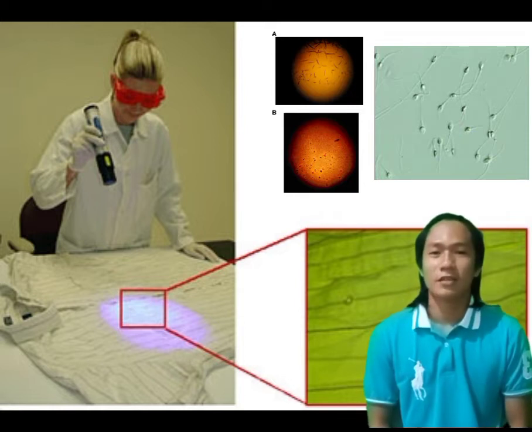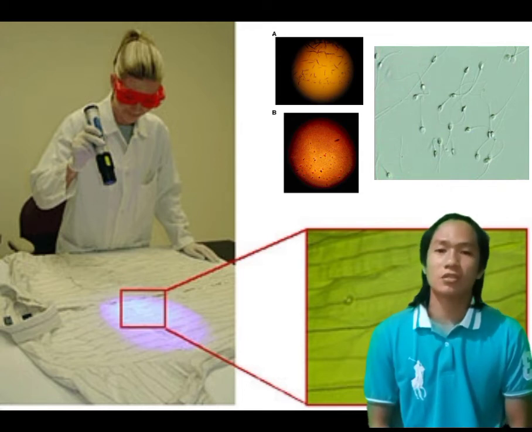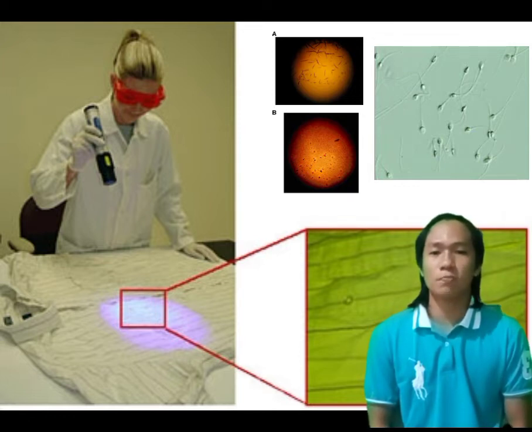Seminal stains are often, but not always, found on clothing, blankets, and sheets. Allow the stains to air dry. Wrap in paper and package the evidence in paper bags. Do not use plastic bags.